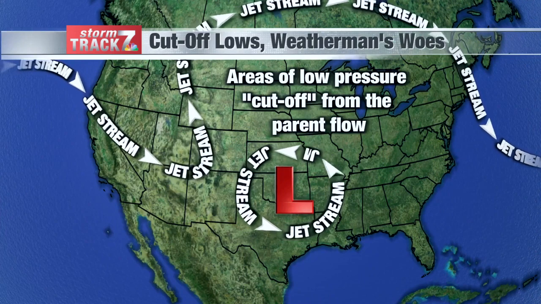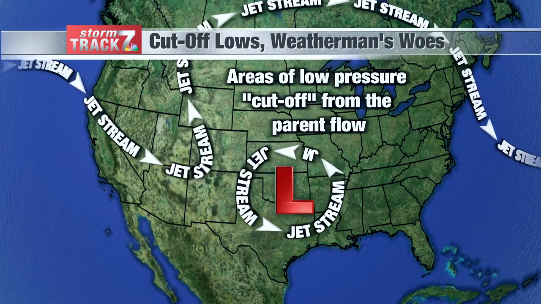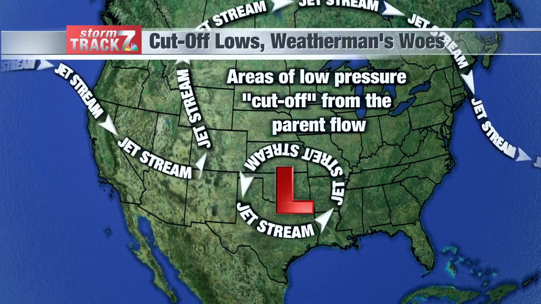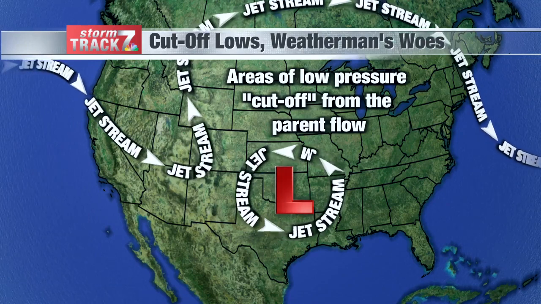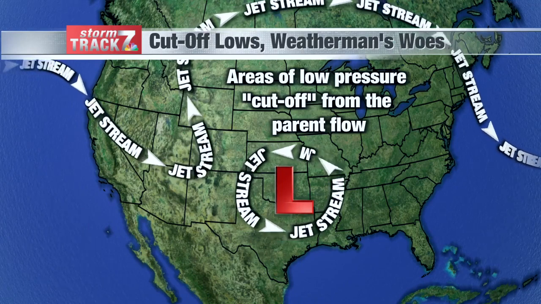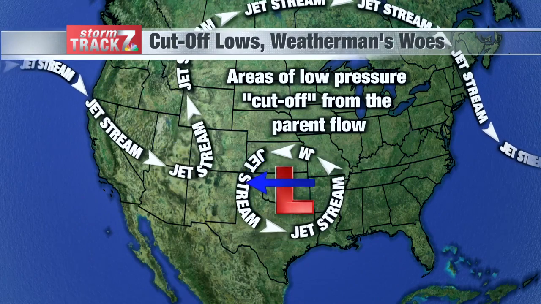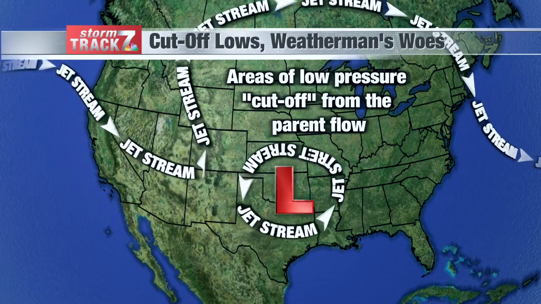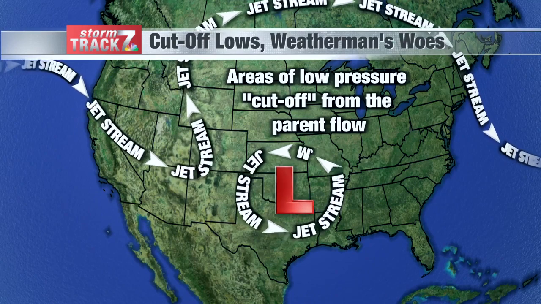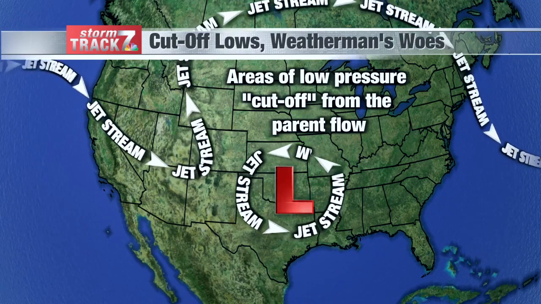Now, there's also a special and unique kind of system, cutoff flows. They're also known as weatherman woes because they're pretty tricky to forecast. They can be. But just know that the gist of it, they're just areas of low pressure that are cut off from the parent flow. So as you can see, it's the north and west, Pacific Northwest. This is a trough, but it does cut off. Again, it's just a cut-off area of low pressure. Very slow moving and can produce some very unsettled weather. We see that every now and then as well.